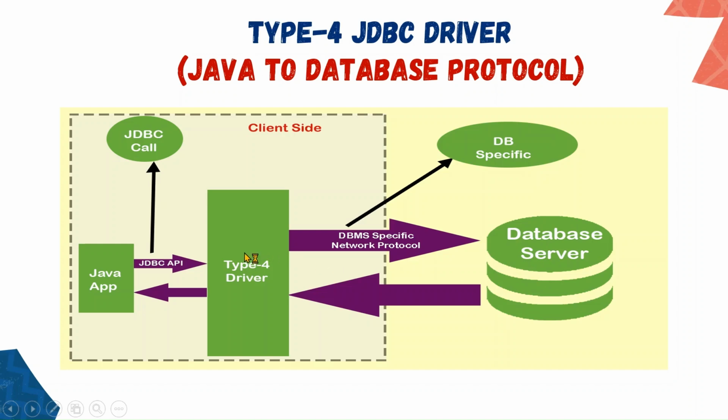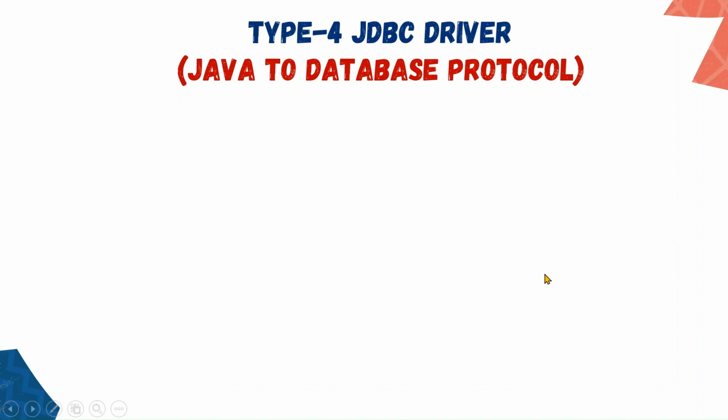So whichever database the client has specified, the DBMS specific network protocol generates a DB specific call, so that the concerned database executes the query and the response is sent back to the driver. Again, the driver sends it back to the Java application. So up to this particular dashed line, you can see it's the client side, and beyond it is the server side.